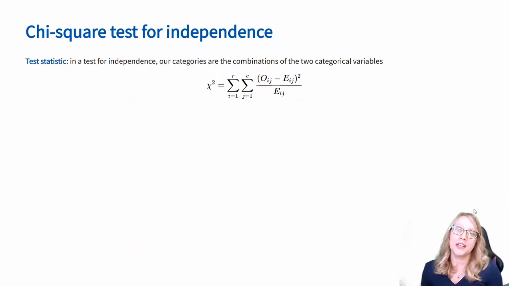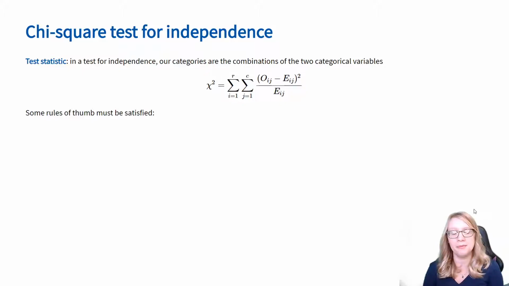Now, in a test for independence, our categories are the combinations of two categorical variables. So here we actually have two indices or two subscripts. We have our row variable, which has levels going from 1 all the way up to the number of rows in our contingency table, so we'll call that R. Our number of columns, we have 1, 2, all the way up to C. So here, the same test statistic, just denoted with two subscripts, one indicating the row, one indicating the column.